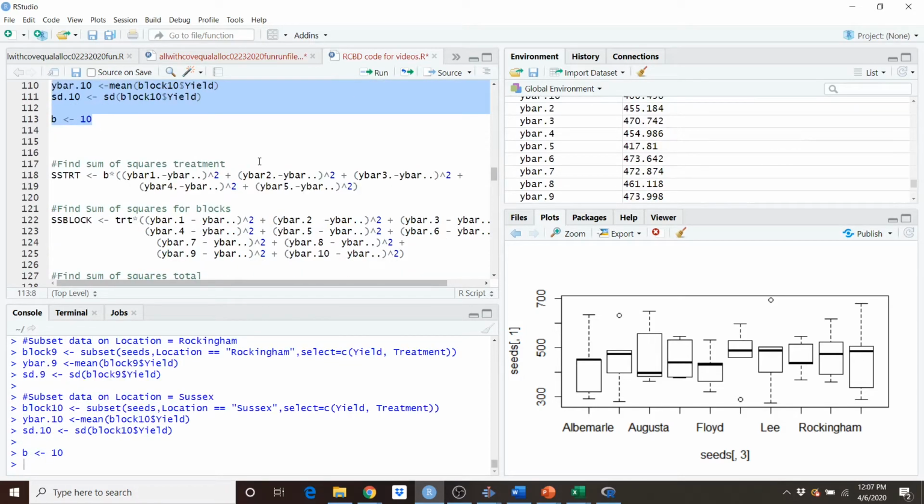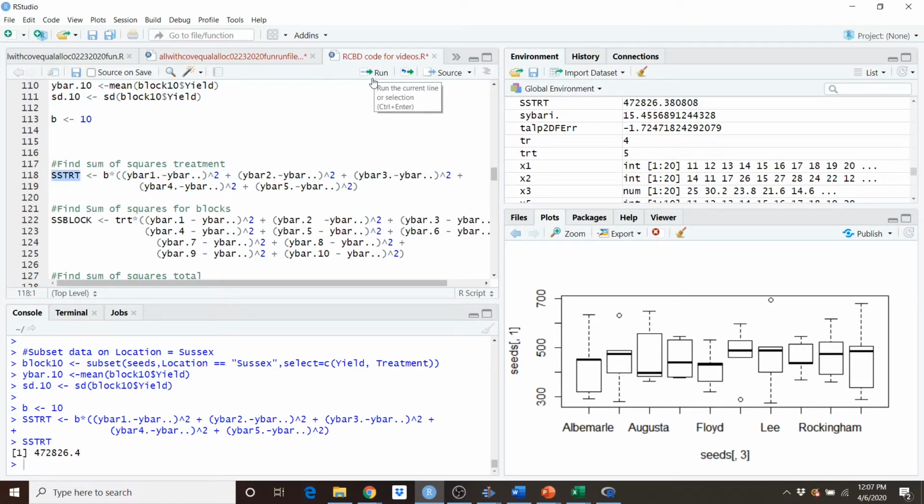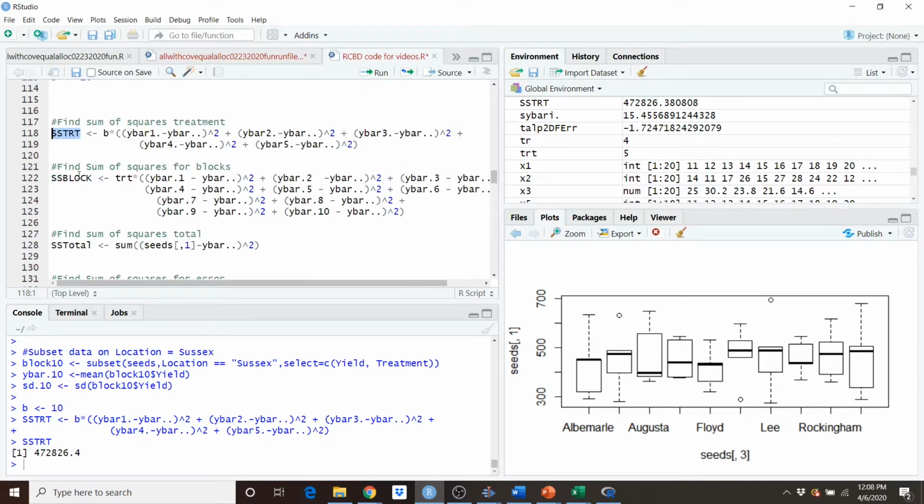So I need to find sum of squares treatment. Remember, that's the number of blocks times the group mean minus the overall mean squared. And I'm going to sum these up. So I get the number of blocks. Well, here is group mean 1 minus the overall mean quantity squared plus group mean 2 minus the overall mean quantity squared, etc., etc. So it's B times the sum of squared deviations of y bar i dot minus y bar dot dot quantity squared. When I run this, what I get for a sum of squares treatment value, 472,826.4.